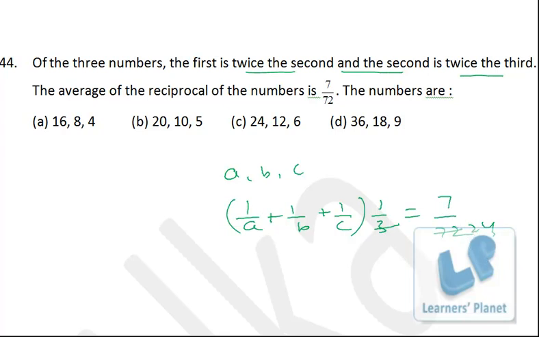Okay? Now listen to me carefully. 1 upon A plus 1 upon B plus 1 upon C is 7 by 24. That means the LCM of A, B and C is 24. So that's possible only in this case. Getting my point? In any other case, you will not be getting 24 in the denominator, right? Now you can go for the cross verification.